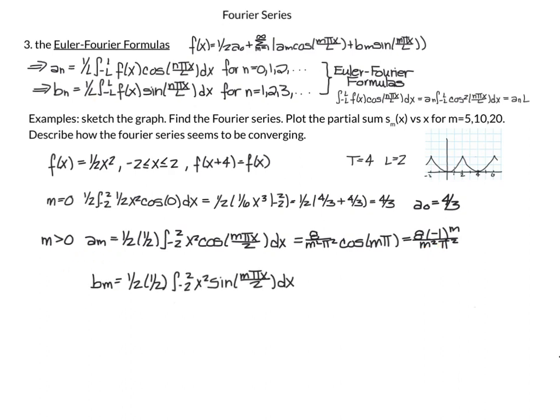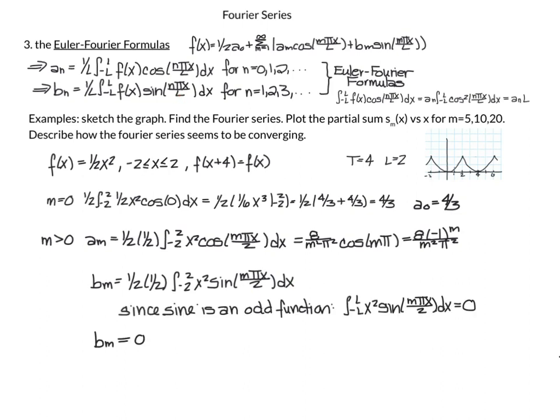So it's 1 over L. L is equal to 2, so 1/2 times f of x, which is 1/2 x squared, so I took out my 1/2 already. And then I have the integral from -L to L, and as I said, I already have my x squared, and then sine of m pi x over L, which is 2. But since sine is an odd function, when we integrate from -L to L, this whole integral is going to be equal to 0. So b_m is equal to 0.